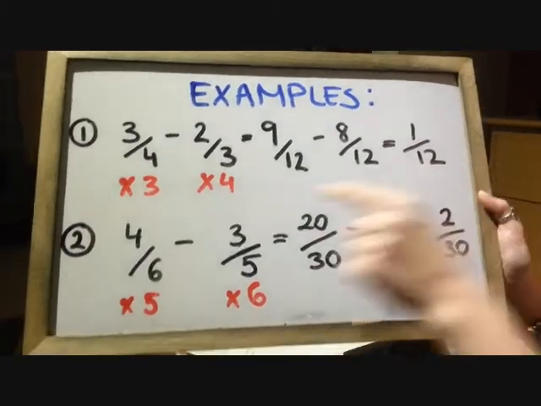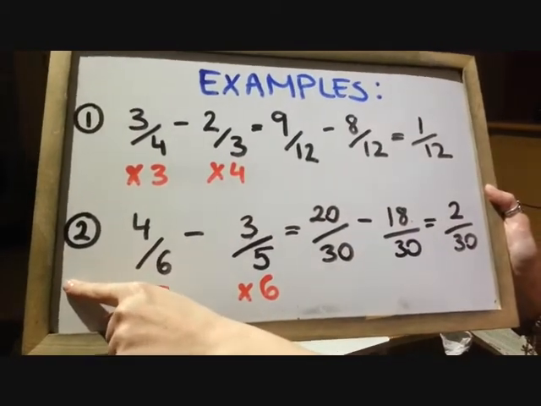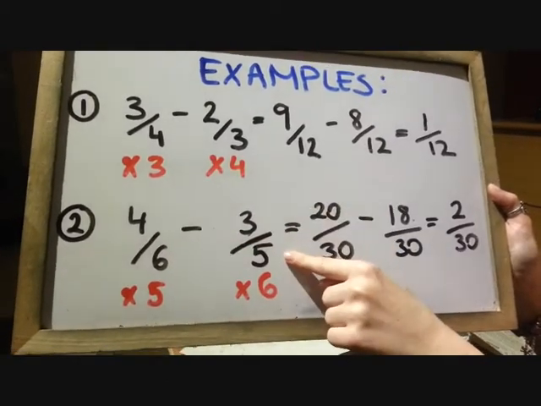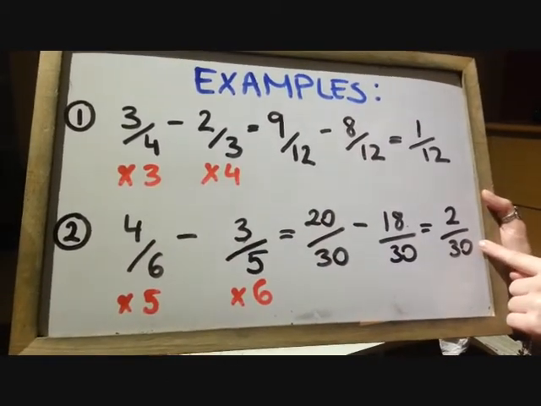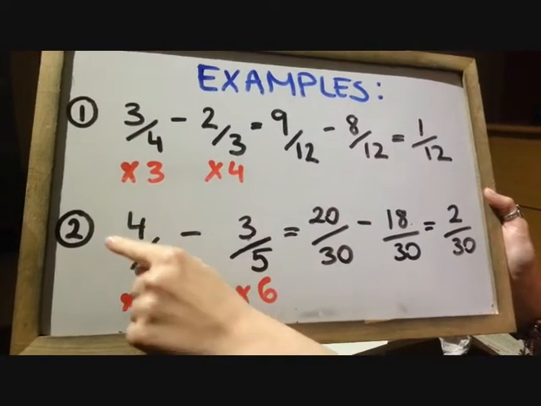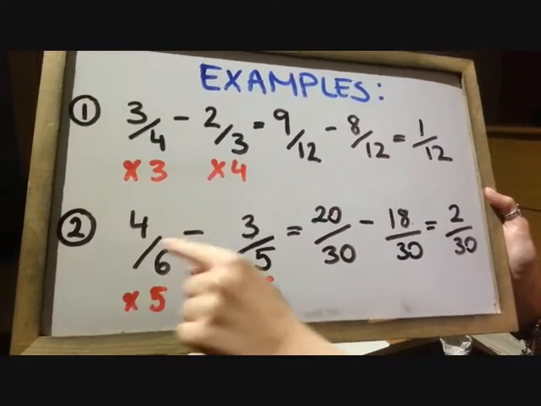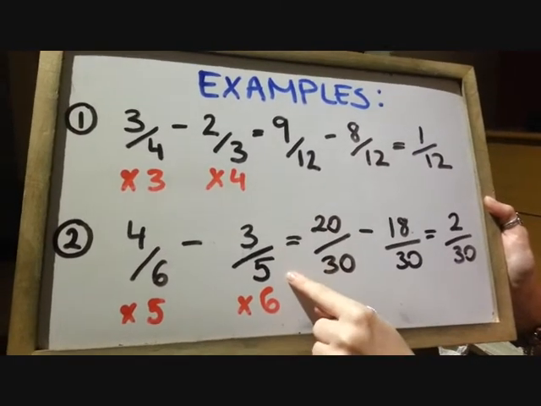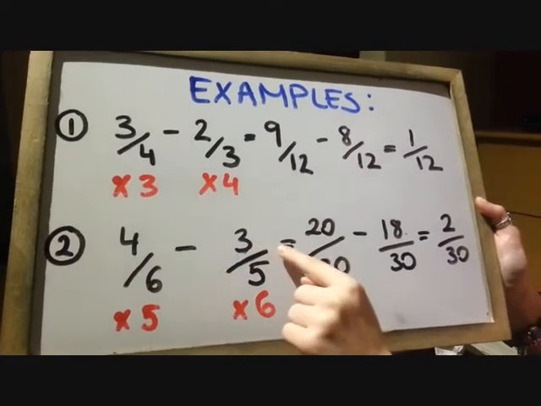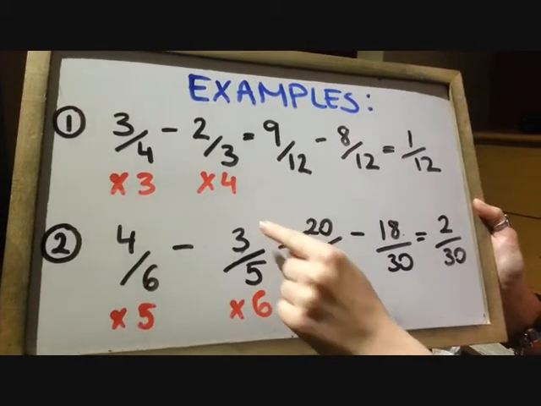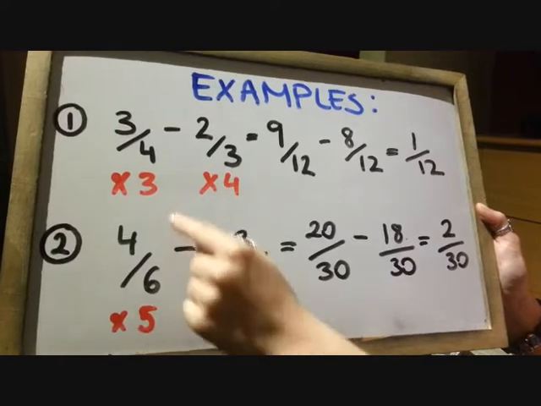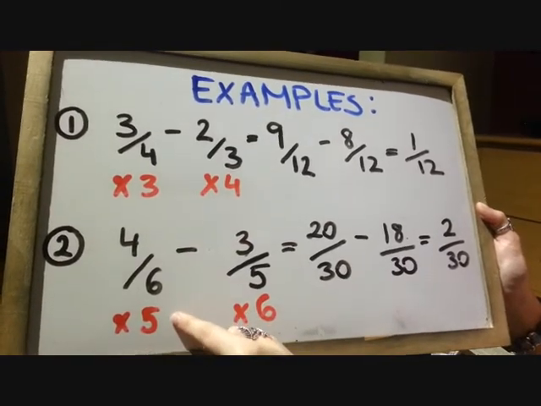And that's how it gives you 1 over 12. For the second question, 4 over 6 minus 3 over 5 gives you 2 over 30. And the way you have to do this is, the first fraction's denominator 6, you put it here and you times the whole fraction by 6. For this fraction, you do 3 over 5. The 5 denominator, you put it here and you times the whole first fraction by that 5.